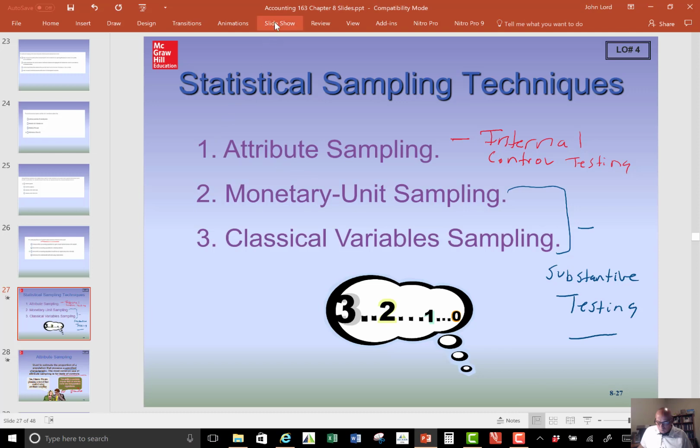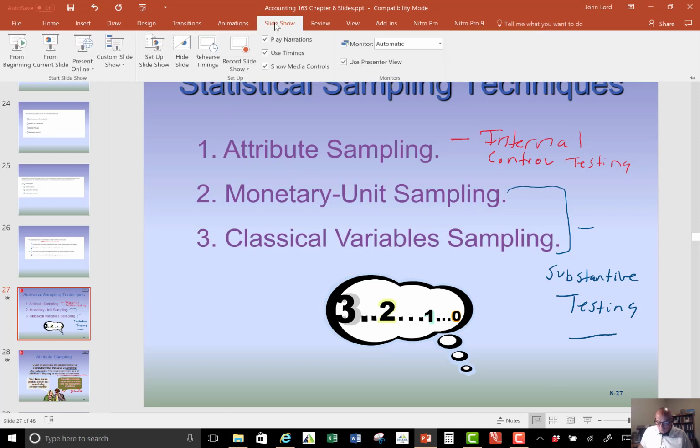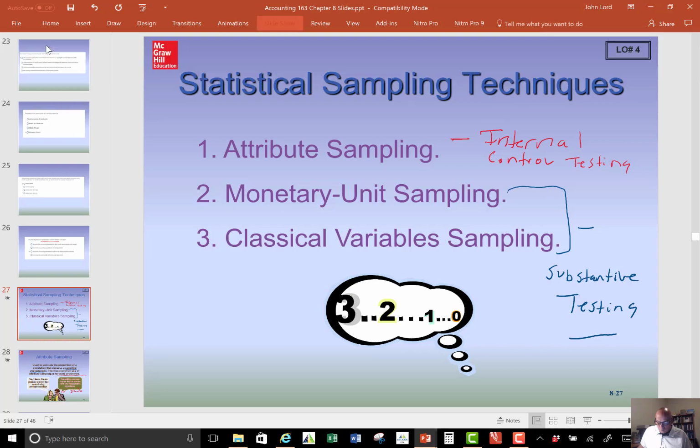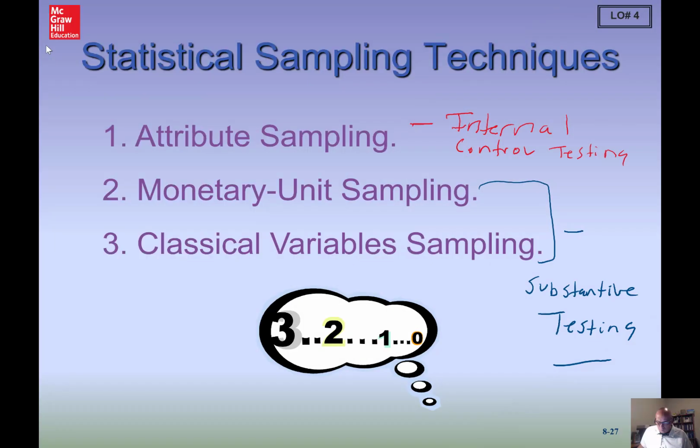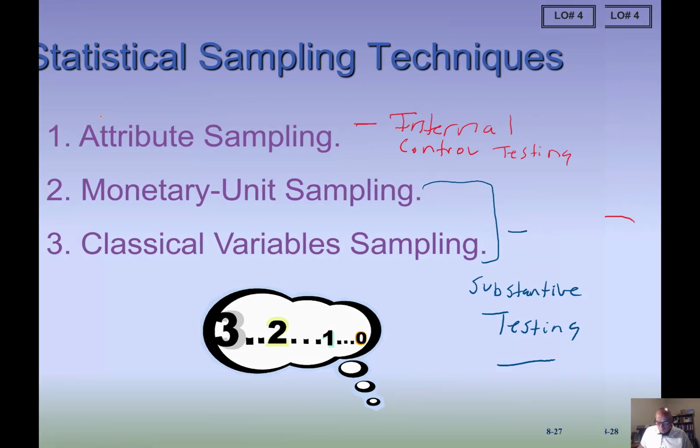Okay, so let's go ahead and continue on now, and let's take a look at the different types of sampling techniques that we're going to be talking about. And primarily in this chapter, we're going to be focusing on attribute sampling, which is used for internal control testing, which is the focus of this chapter. But there's also a couple of other sampling plans that we will talk about more in chapter 9, which are going to be monetary unit sampling and classic variables sampling. And again, that's used mostly for our substantive testing, which is our focus of chapter 9.